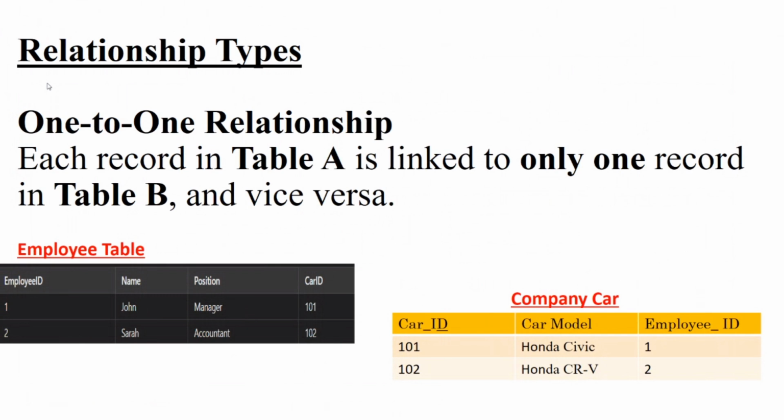Employee ID number 1. This number is assigned to John, and John is the manager. And he's assigned the company car 101. And if we look in the company car table, we're seeing the car ID 101, and we can link it back to the employee with the ID number 1, which is John. So that's a one-to-one relationship right there. So one employee is assigned to one company car, or one company car belongs to only one employee.